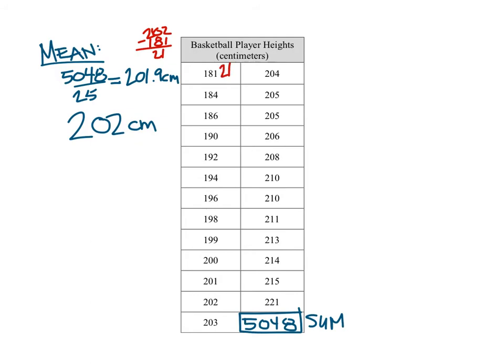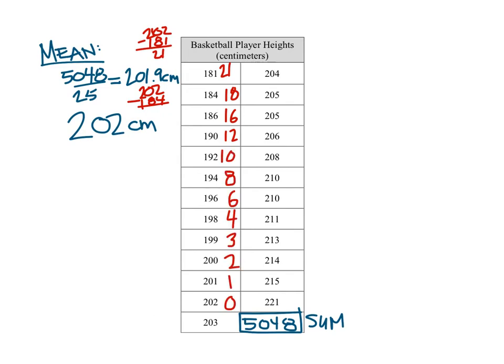So 181 is 21 away from 202. And these are in order for us from least to greatest. So 184, right? 202 minus 184 should be 18 away. All right. So 186, 16, 12, 10, and so forth.